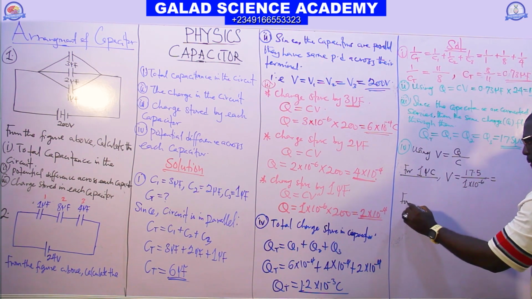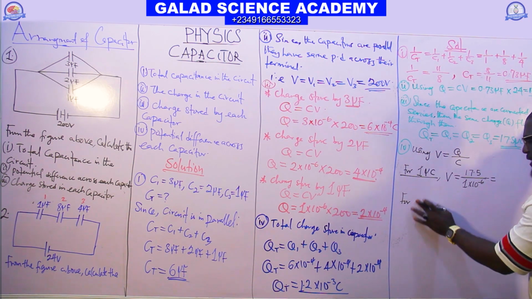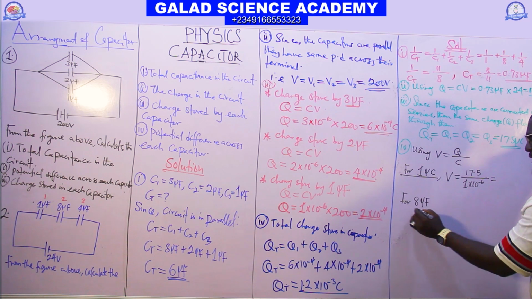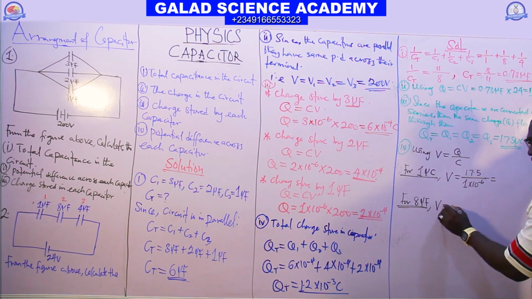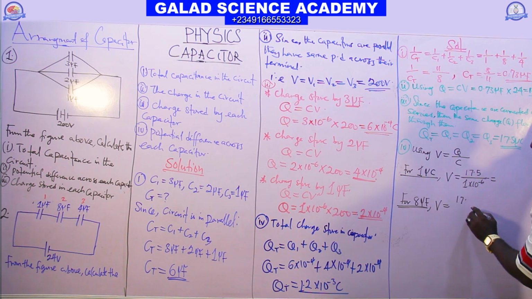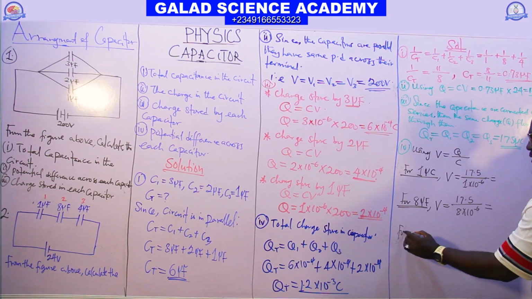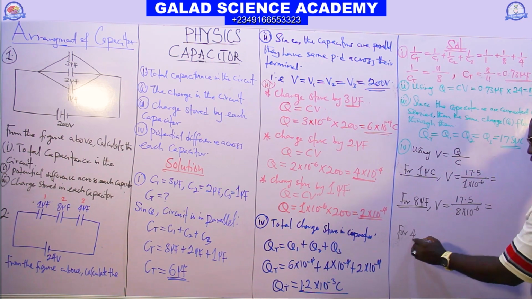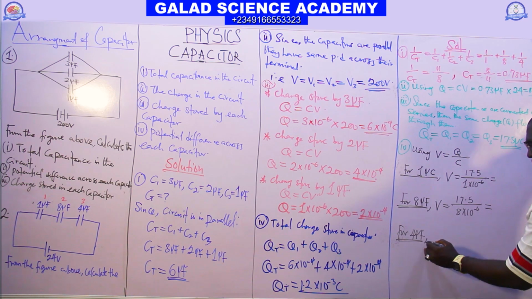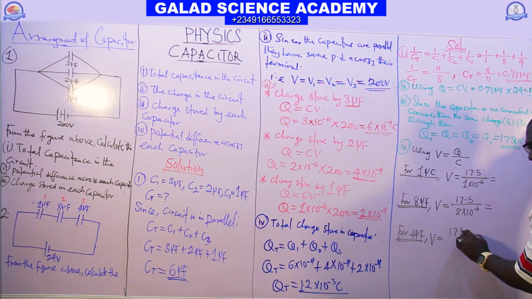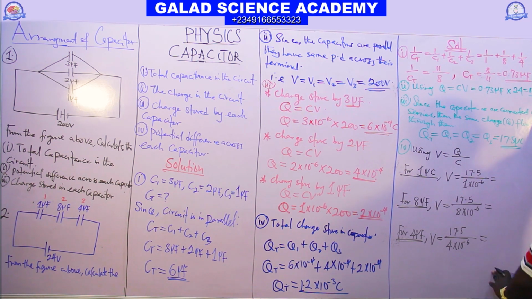For the second one, 8 microfarad, our V will be equal to 17.5 over 8 multiplied by 10 to the minus 6. Then for the last one, 4 microfarad, V should be equal to 17.5 over 4 times 10 raised to the power minus 6. So by pressing the calculator, you have your final answer here.